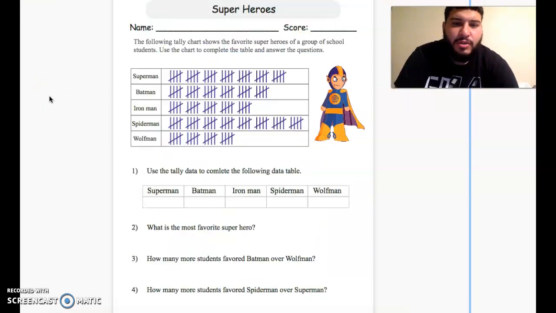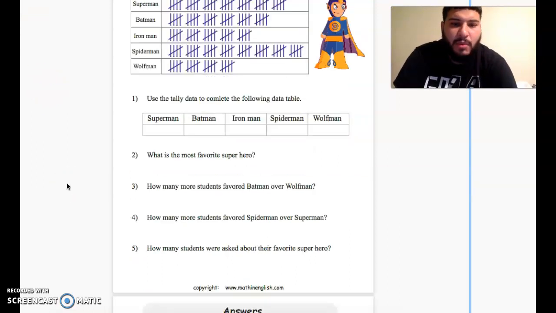Next activity, superheroes. The following tally chart shows the favorite superheroes of a group of school students. Use the chart to complete the table and answer the questions. Number 1. Use the tally data to complete the following data table. Number 2. Using the data, what is the most favorite superhero?